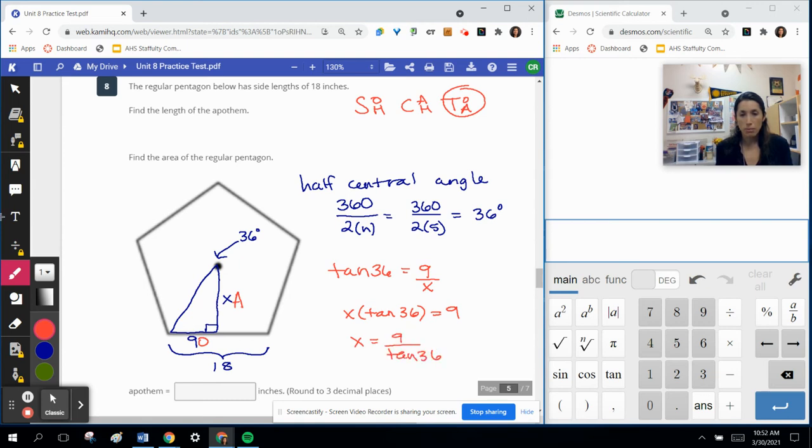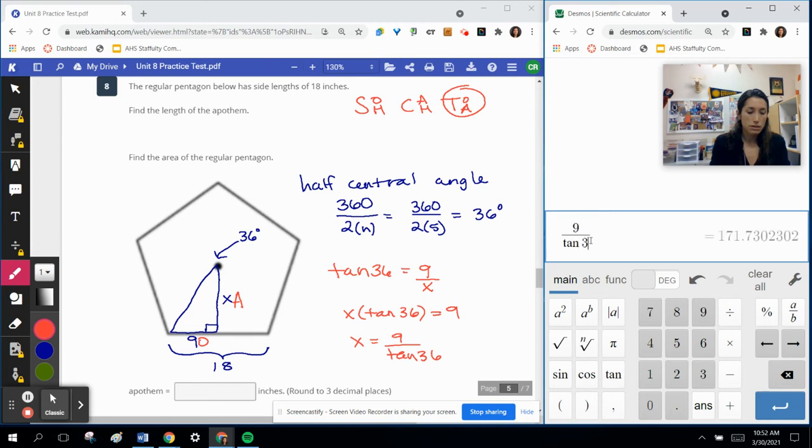So kind of remember that shortcut. When the x is in the denominator, or variables in the denominator, you end up dividing. We've got 9 divided by the tangent of 36, and that's going to be approximately 12.387, because we're rounding this to 3 places. So we can put that here.